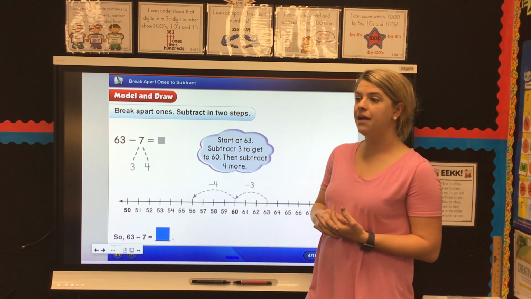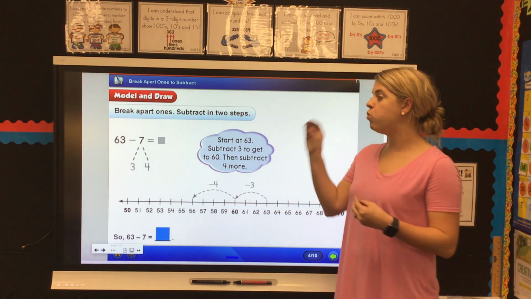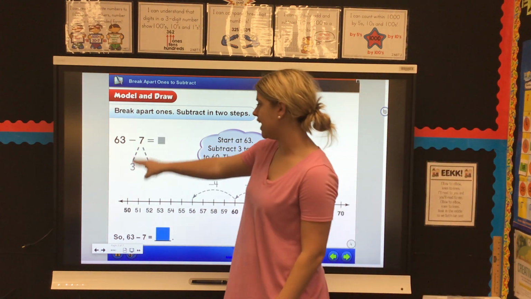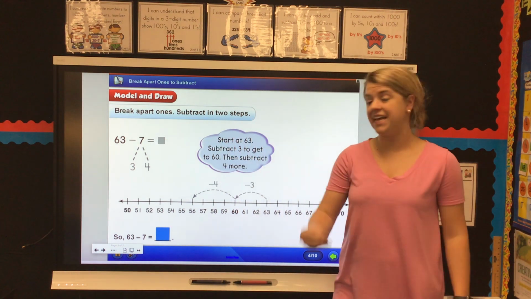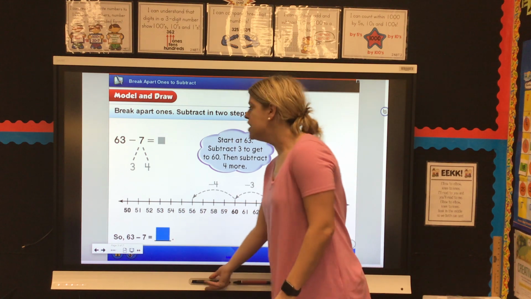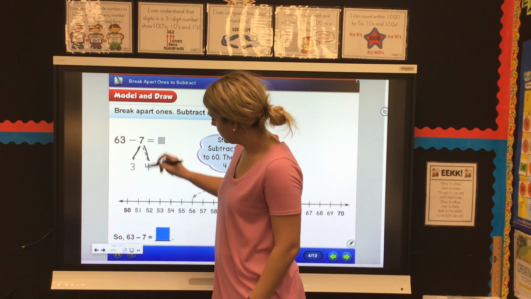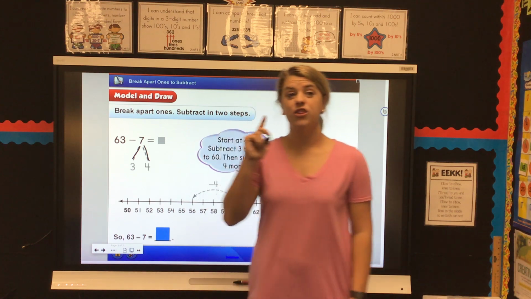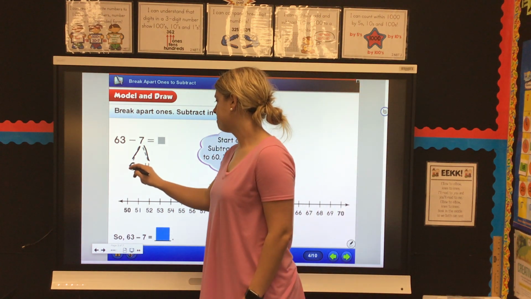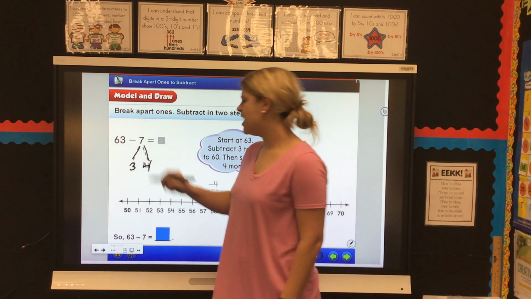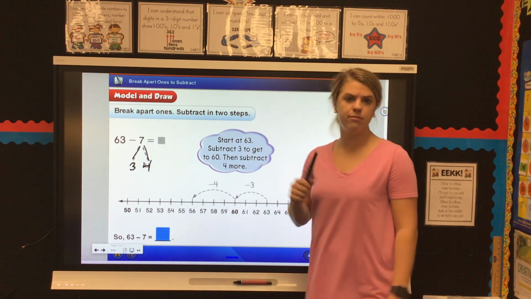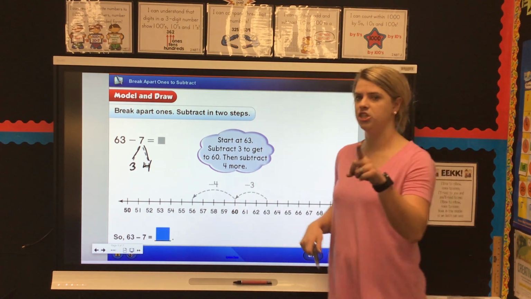So I am going to break apart my 7, or this number right here, into something that's going to be easier to subtract, okay? So let's look at this. I can break down 7 into 3 and 4. Now, you might say to me, Miss Gates, how did you know to use the numbers 3 and 4? I'm going to show you.